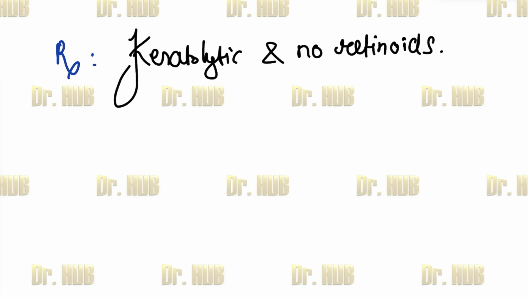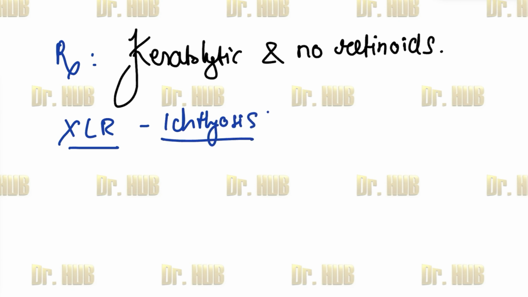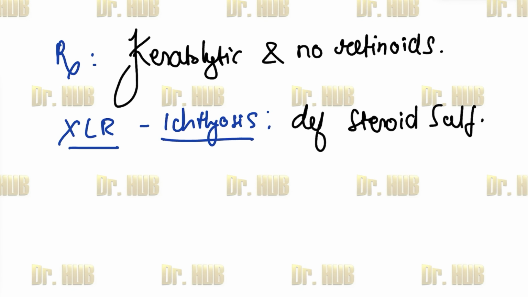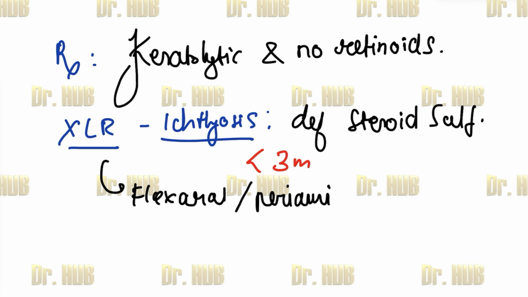Then moving on to the second variety, that is X-linked recessive, XLR ichthyosis. The XLR ichthyosis is a steroid sulfatase defect, and the onset is less than 3 months. The distribution is flexural, seen in the flexor aspects, flexural and periauricular. Periauricular accentuation is seen, and the palms as well as the soles are spared.